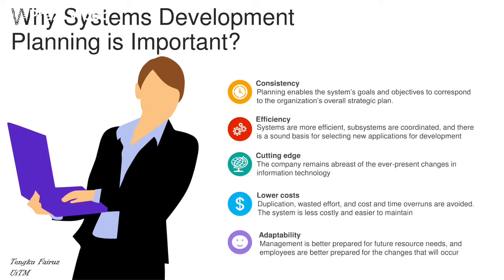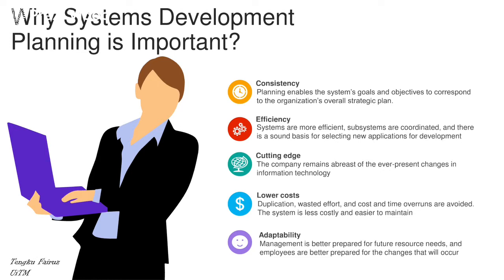One of the reasons is that they want to have consistency with the system's goals and objectives, and consistency with the organization's overall strategic planning. So when they have the planning, they can make sure of the consistency. The next one is efficiency. They want a system that is more efficient. When they plan, they can coordinate the subsystems and have a sound basis for selecting new applications for development.